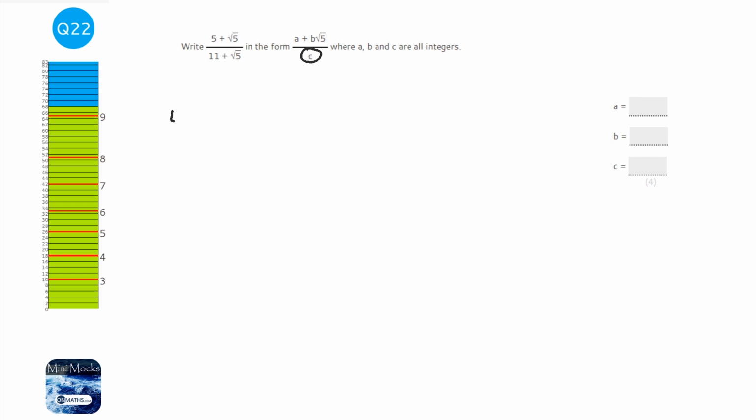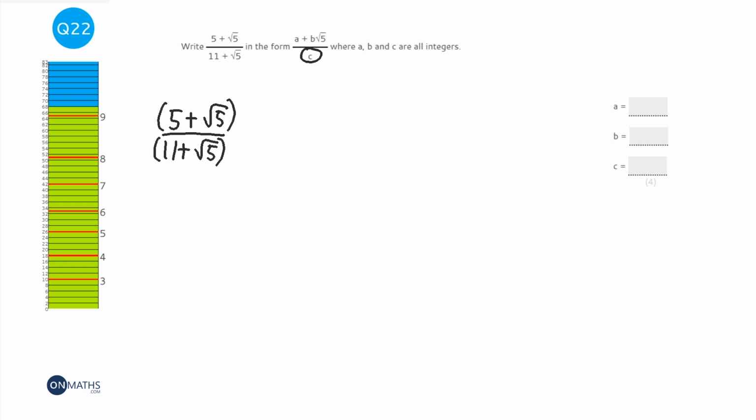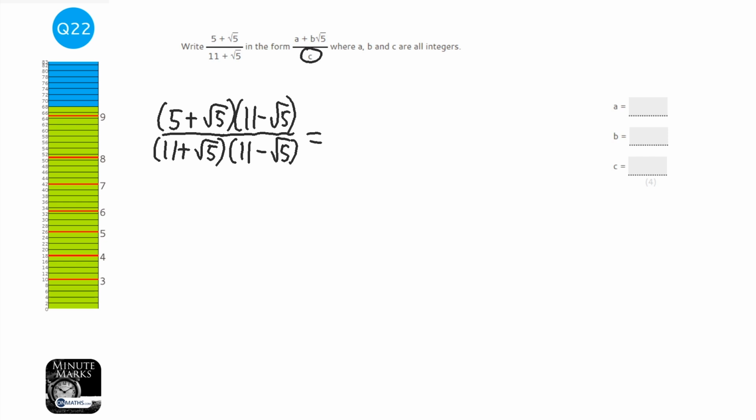Now I'm going to write this out again to make it a bit bigger. Now the only way we can do that with this question is if we times top and bottom by kind of the opposite of what it shows at the bottom. So instead of 11 plus root 5, I'm going to times it by 11 minus root 5. But if I do that to the bottom, to keep the fraction the same, I must do it to the top. So that creates a kind of quadratic surd.